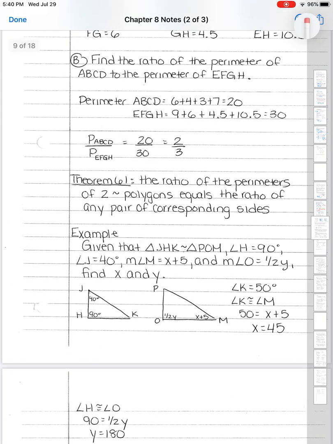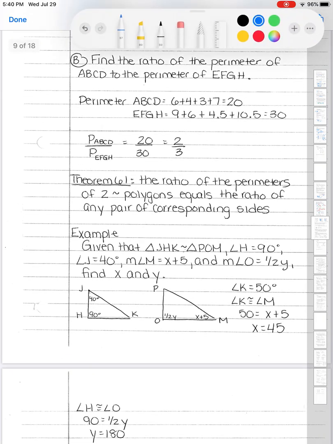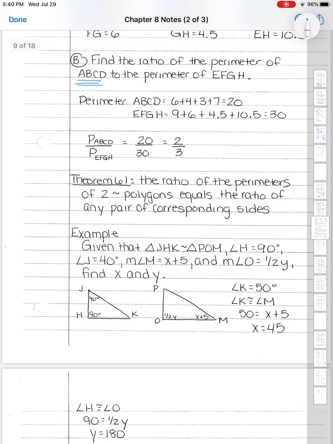For GH, if I use colors right here, GH is going to match with this guy right here. So I have 3 over GH, and I get 4.5 when I solve that. And then in terms of EH, EH is going to match with AD. So I have 7 over EH, and that's going to get me 10.5. But again, the consistent piece was that 2/3 that we had there.